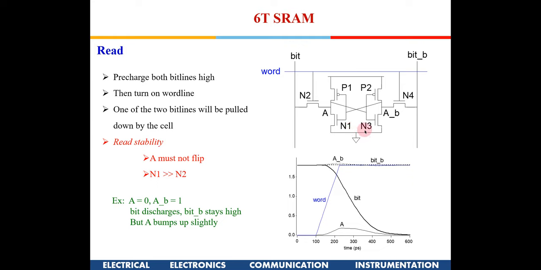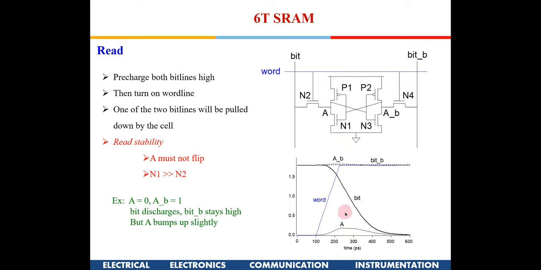Now, while pulling it to zero, N1 and N3 are the ones which are going to pull it to zero, and hence the size of N1 and N3 has to be much bigger than N2 and N4, because now this has to overcome whatever resistance this provides. Otherwise what happens is, the moment it is getting connected here, these are like two resistances, so there will be a small bump out here, and then slowly it will get discharged.